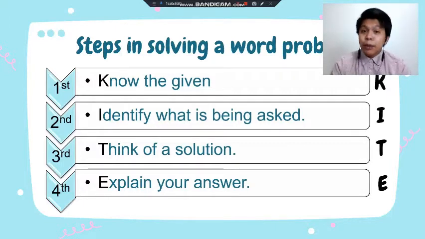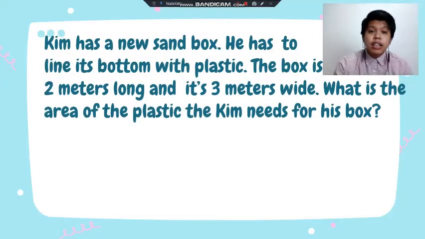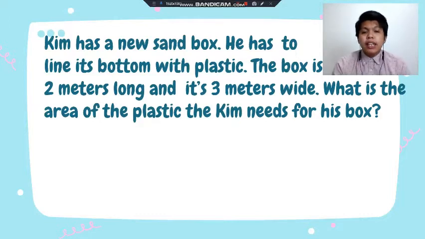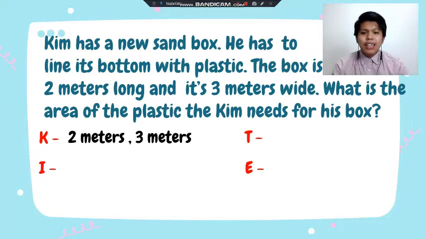So let's have a problem. Here's the first one. Kim has a new sandbox. He has to line its bottom with plastic. The box is 2 meters long and it's 3 meters wide. What is the area of the plastic that Kim needs for his box? First, remember it's letter K. Let's identify the given. It says here that the box is 2 meters long and 3 meters wide. So you may write 2 meters and 3 meters.